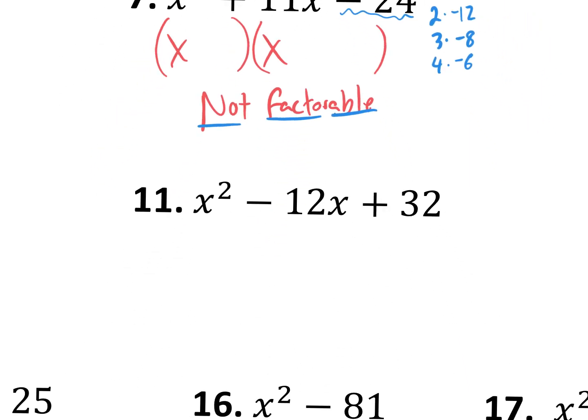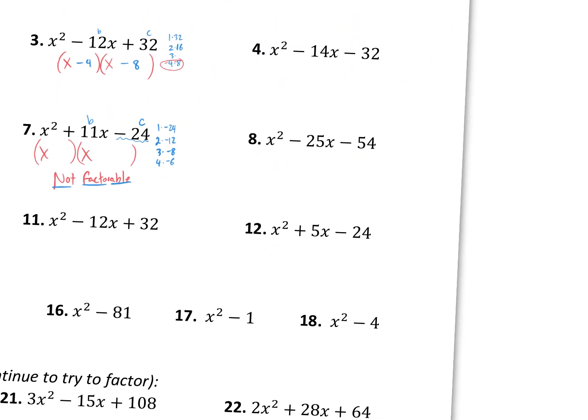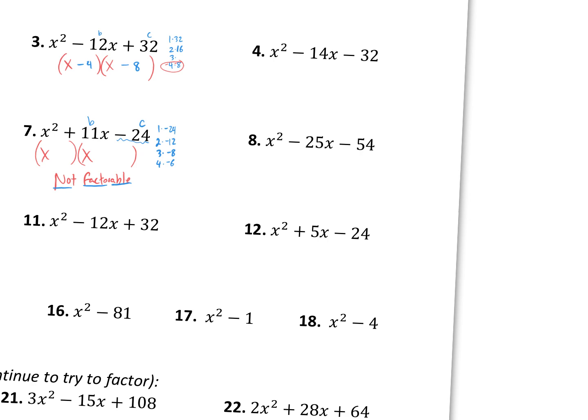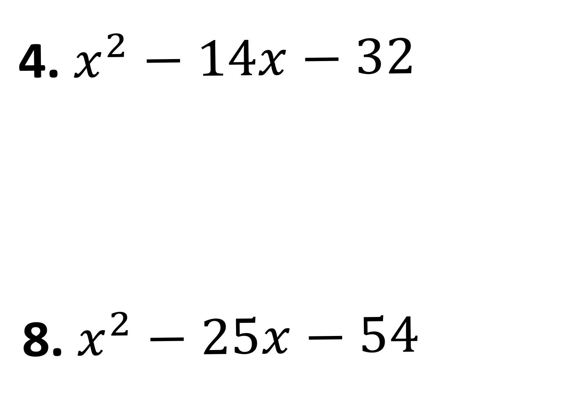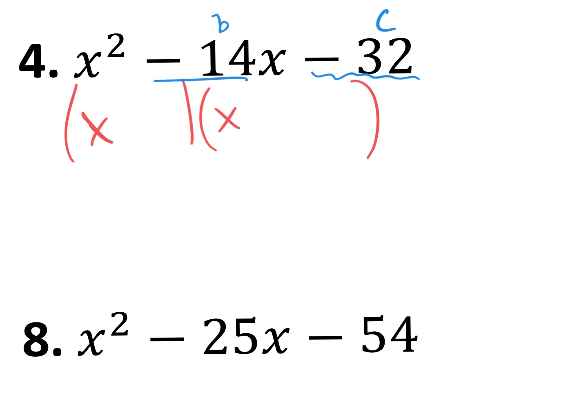Let's see. How about number 4? Sure, let's do number 4. Once again, because there's no number in the front, we could set up parenthesis, parenthesis, x, x. And we have to think what times what is the c value, in this case negative 32, that if you combine together is your b value, in this case negative 14. I always say make a list of your c value multiplication questions, right? So how could you get negative 32? 1 times negative 32. How about 2? 2 times negative 16.